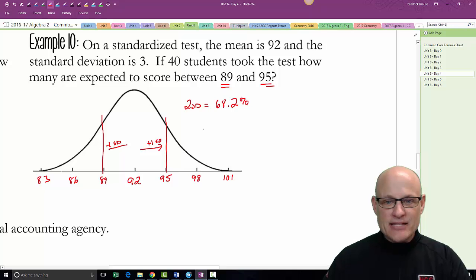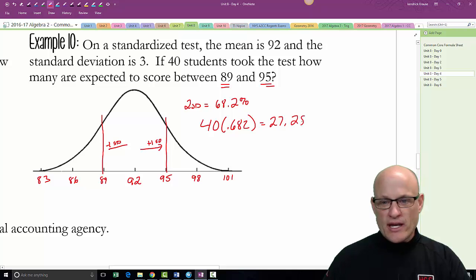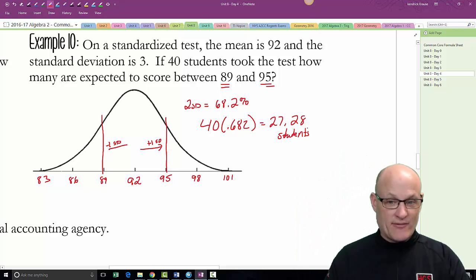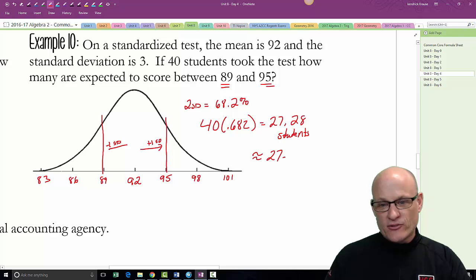So what I need to do then is take my 40 students and multiply it by 0.682, and I get 27.28 students. Now, don't give me the answer 27.28 students. I guess the guy's legs over there took the test. No, the answer will be approximately 27 students scored between 89 and 95.